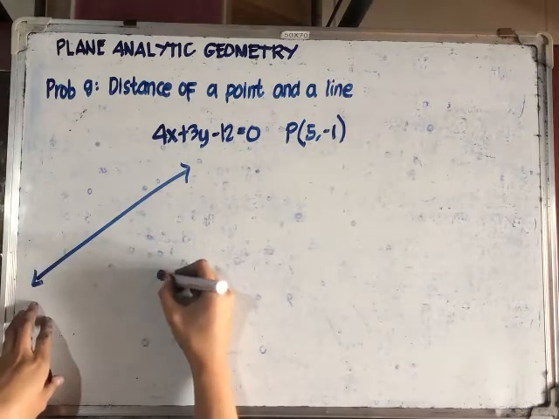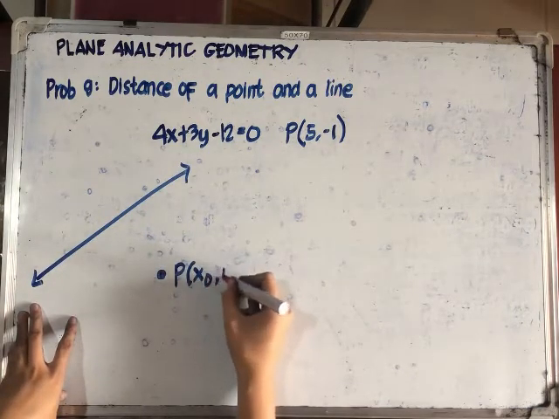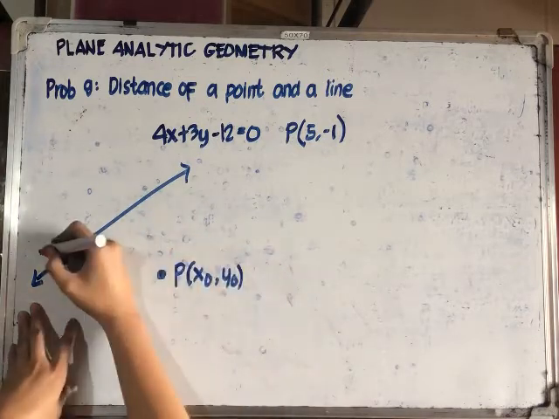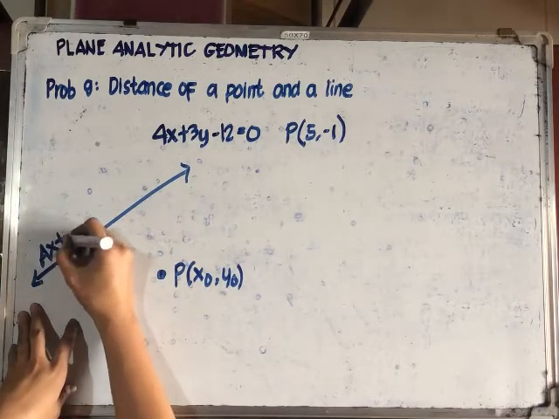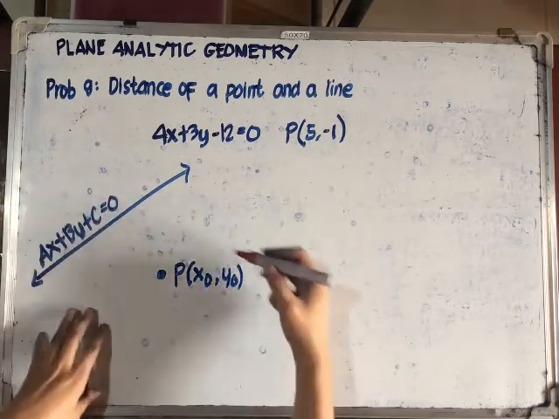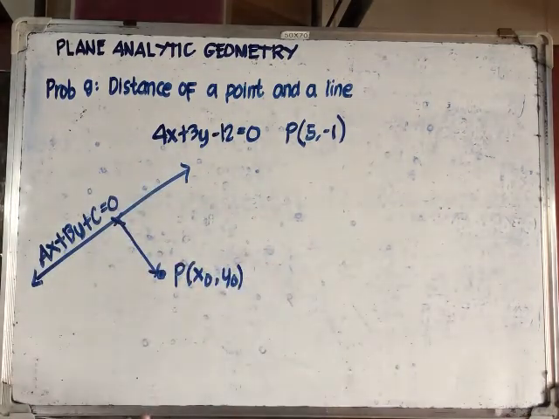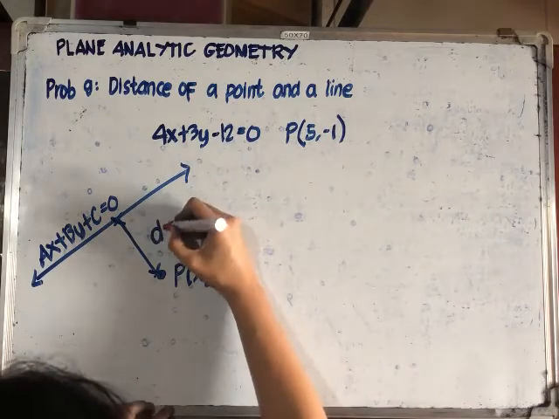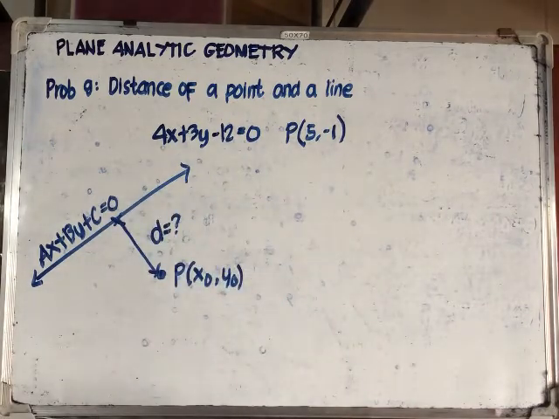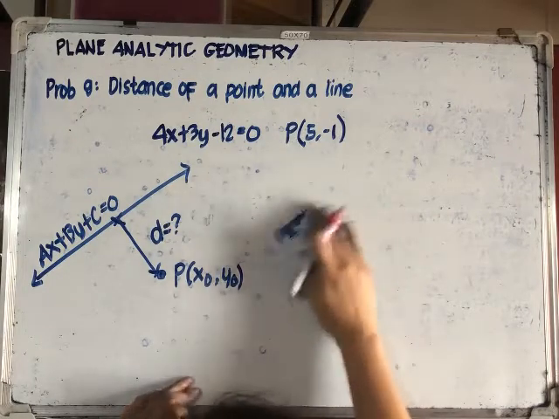We have this line and we have a certain point here. Say that point has coordinates x sub o, y sub o. And this line is in the form ax plus by plus c is equal to 0. We are to find this distance here. This is the shortest distance between this point and this line. That is distance d. And for us to get that, we have a formula na madali namang gamitin for a point and a line.